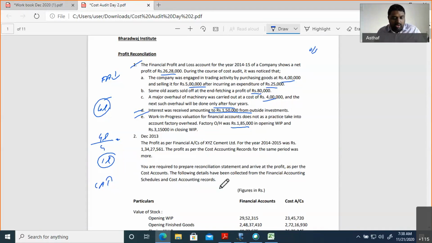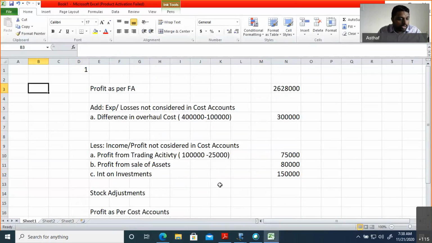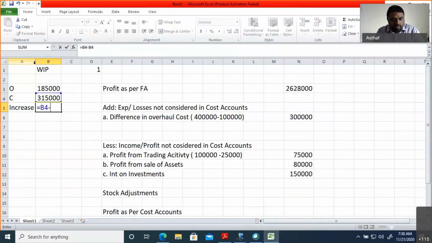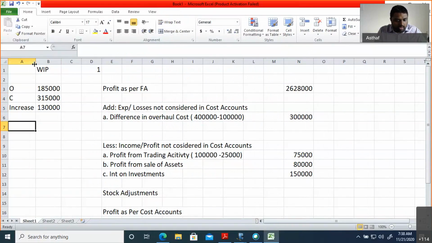Your opening value, I will just write here. Your work in progress opening is what? 1 lakh 85. What is your closing? Closing is 3 lakh 50. So what is the increase? The increase is the difference. See, now they say it is not in financial accounts. So if it is not in financial accounts, what will be the meaning? Financial account profit will be less. Cost account profit will be more.